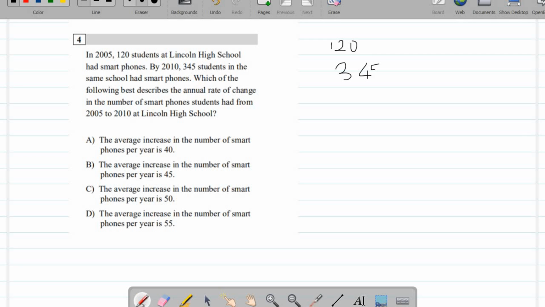Okay, and if you look at that, you just simply subtract this, 345 minus 120, so 345, that will give you 225. That's the increase, but it happened within a period of 5 years. So the average increase in the number of smartphones per year is 45. So B is your answer. Okay, 2005 to 2010.